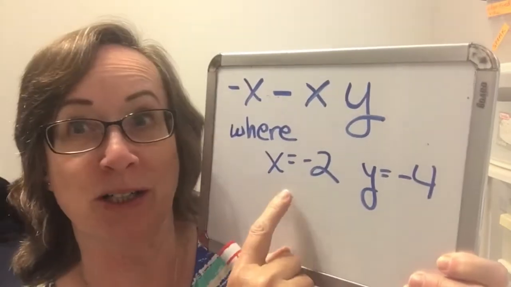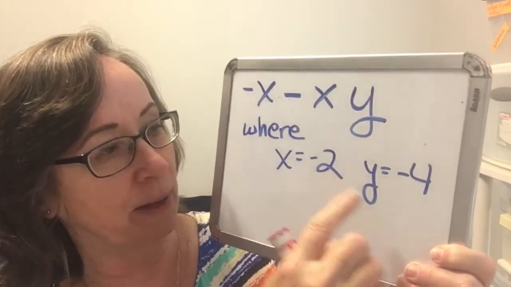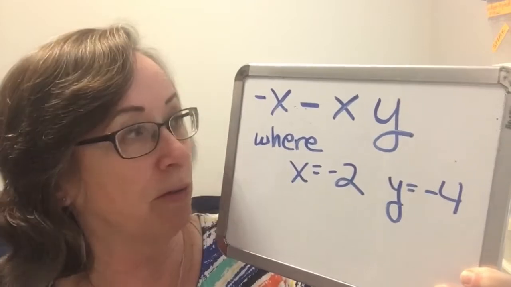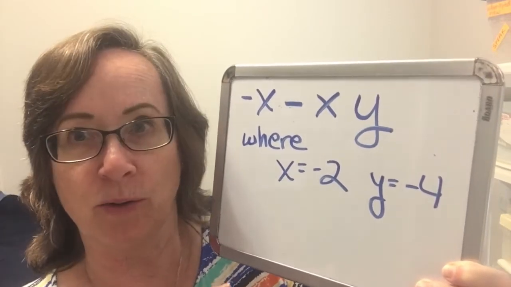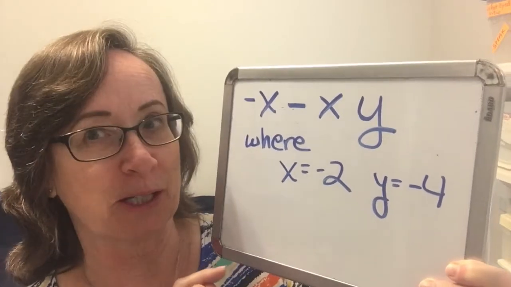And here we're doing a substitution. So x is a negative 2 and y is a negative 4. So the way I recommend that you do these is use cocoons. All right, so cocoons are just parentheses.